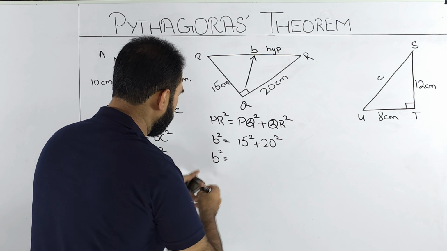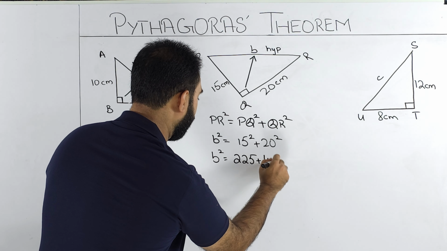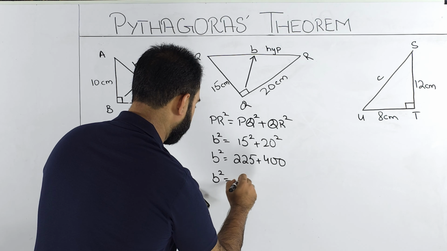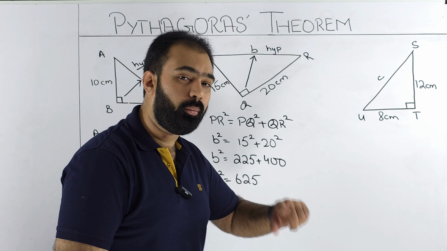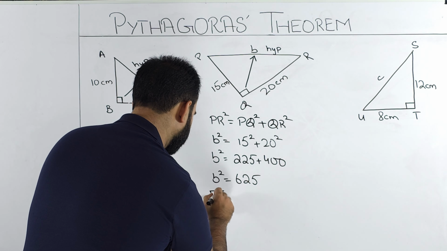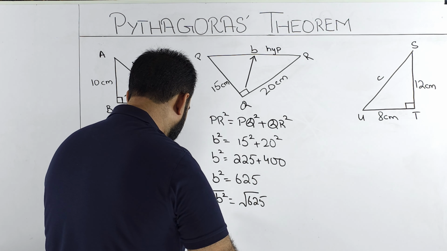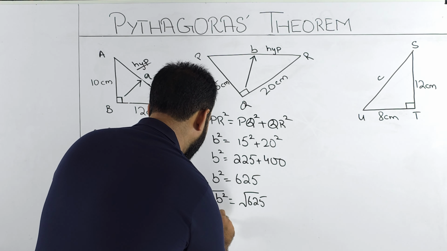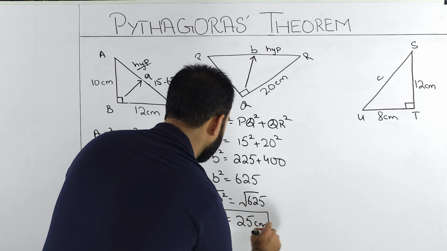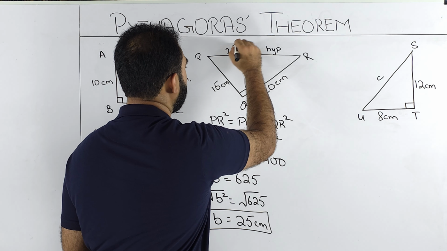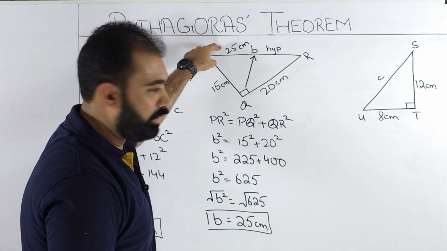Now, B square is equals to 225 plus 400, 625. Now, in order to find out the value of B, I must apply square root on both sides. So, B is equals to square root of 625. Square root 625 is 25. Again, the units are centimeter, so B is 25 centimeter. This is 25 centimeter. See, 15, 20, and the longest 25 centimeter.